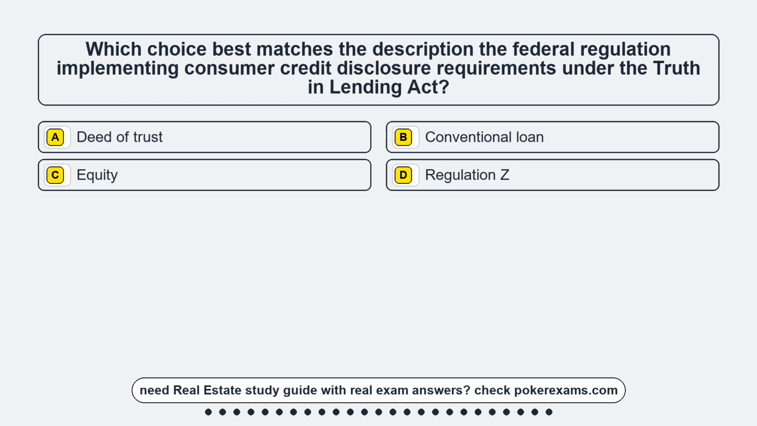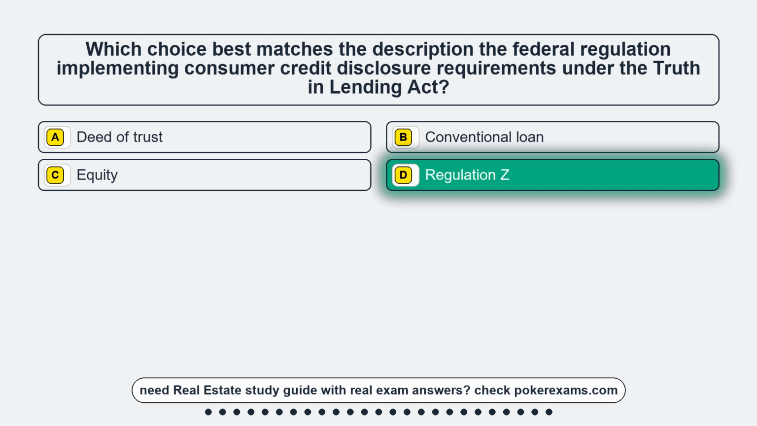Question 8. Which choice best matches the description: the federal regulation implementing consumer credit disclosure requirements under the Truth in Lending Act? Option A, deed of trust. Option B, conventional loan. Option C, equity. Option D, Regulation Z. The correct answer is option D, Regulation Z.